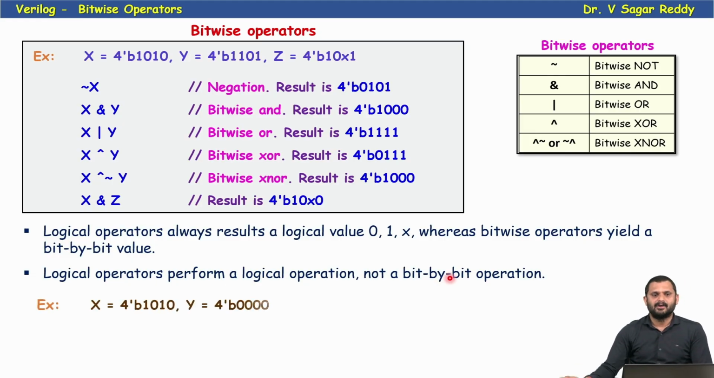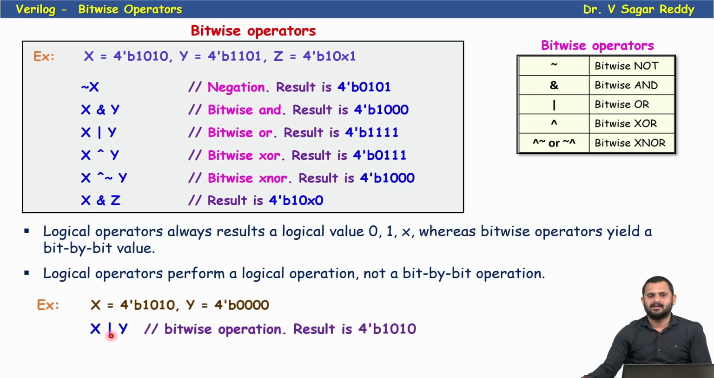Remember like that. Okay. Now see this example. X is equal to 4'b1010, Y is equal to 4'b0000. Now if you perform the bitwise operation X OR Y, you perform it bit by bit. 1 OR 0 is 1, 0 OR 0 is 0, 1 OR 0 is 1, 0 OR 0 is 0.